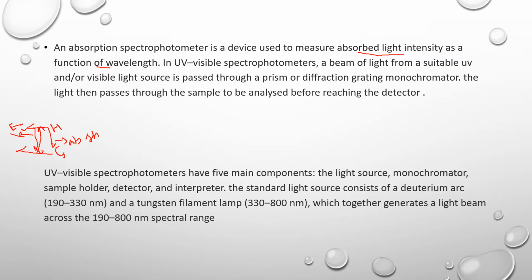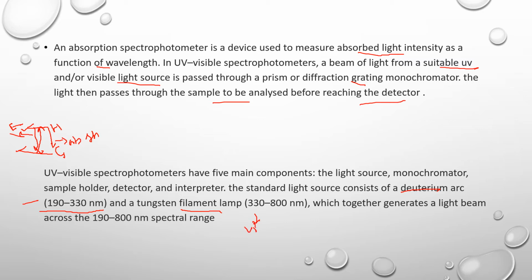So in UV visible spectrophotometer, a beam of light from suitable UV and visible light source is passed through a prism or diffraction grating monochromator. The light then passes through the sample to be analyzed before reaching the detector. Here the UV and visible light sources are deuterium arc which produces UV radiation. It produces 190 to 330 nanometer wavelength. And tungsten filament lamp produces visible range of wavelength.